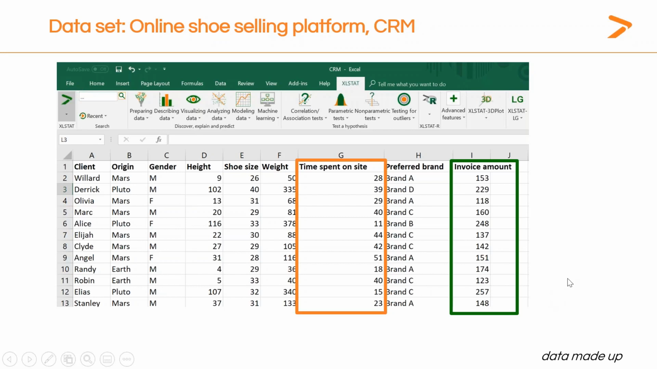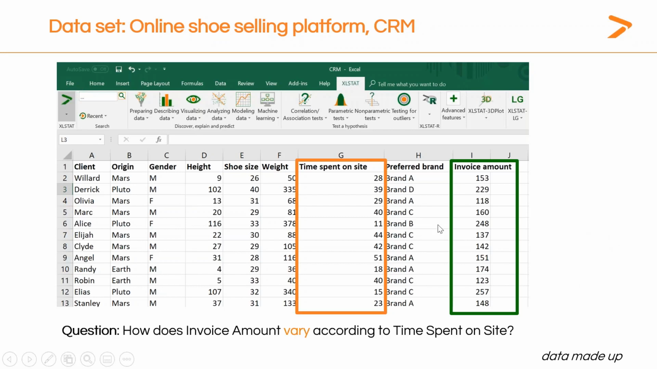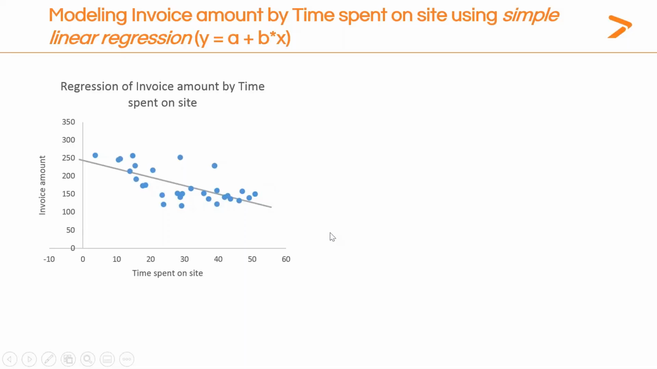Okay. So we had asked a question last time. How does invoice amount, in green, vary according to time spent on site? So we want to explain one variable, which we call the dependent variable, the invoice amount, according to time spent on site. So we used a specific model, which we call the linear regression or simple linear regression, to investigate this question. Now, this is not the only model that exists to link one specific quantitative variable to another, but I just chose it for convenience. It's the easiest model to explain.